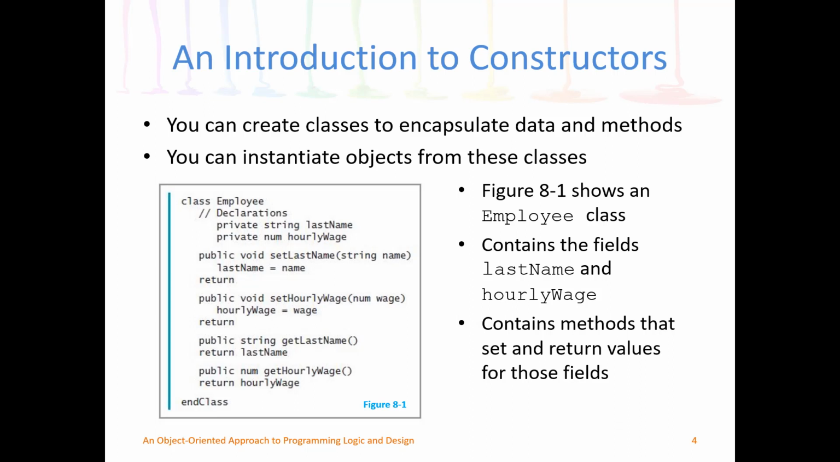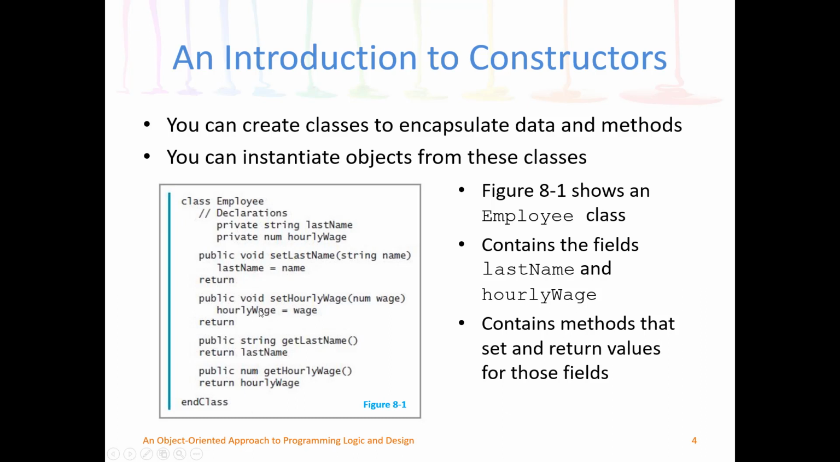Okay. So what we have here is an employee class. As you see in the employee class, there's two attributes it's interested in: last name and hourly wage. Now notice these are the declarations. Both of these are private. For object-oriented programming, we want to keep the attributes private. This is a string, so last name is a string, and hourly wage is a number.